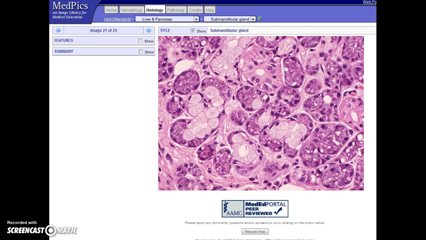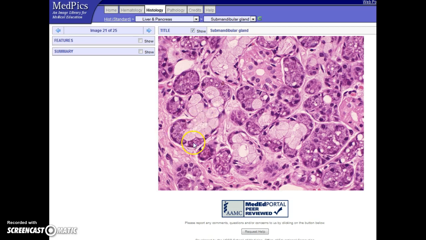Okay, let's talk about the salivary glands here. This is the submandibular gland, and I've gone over to MedPix, which is another website, to view this one. And remember that the submandibular is the mixed gland, where it's about 50-50 mucus acini and serous acini. And this white, sometimes described as frothy or soapy appearance, this cluster is a mucus acini.